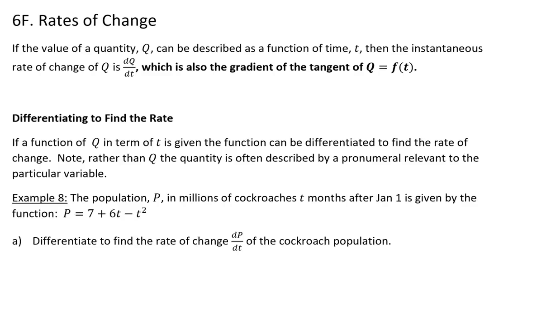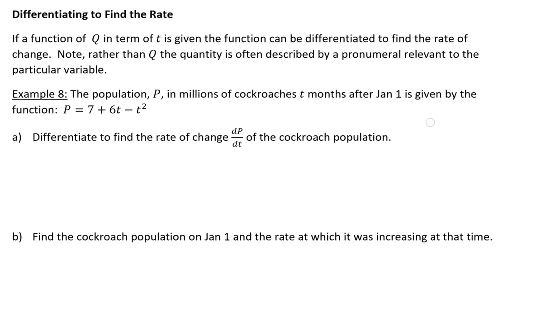Now, if I have some quantity Q that varies as a function of time, that is, Q is equal to some function of time, then the instantaneous rate of change of Q at some point t is dQ by dt. That rate is going to be equivalent to the gradient of the tangent to the graph of that curve. Now, let's see how we can apply these things.